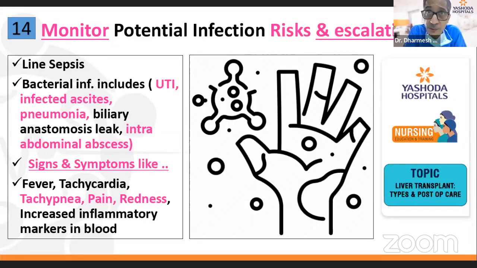The next important step is to start getting rid of the lines. So first the Foley comes out, then the arterial catheter, and then the central venous catheter, in that order. So try to get rid of the lines ASAP, because the moment you have done that, your patient can also come off the parenteral antimicrobials.